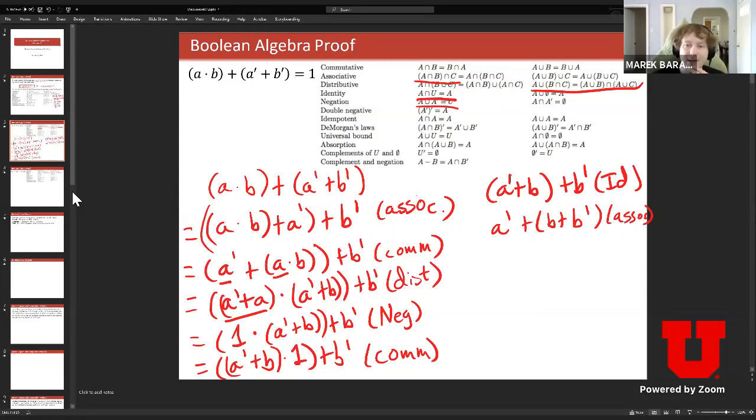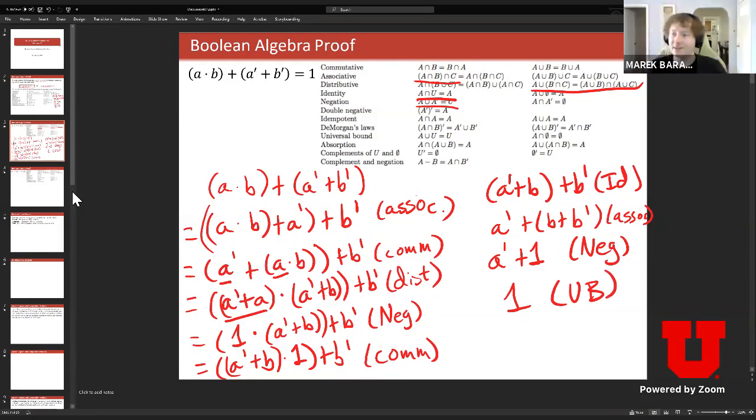And now we would like to apply the negation rule again. So we would do A prime plus 1 by negation. And finally, we have something that's like A union the universal set. So we now can apply universal bound to get 1. Everyone with that? Yep, okay.